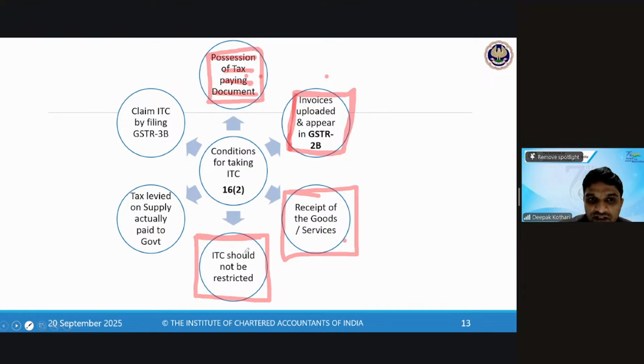Okay, that's the fourth condition. Moving to the fifth condition, tax levied on supply is actually paid to the government. Whatever is the tax levied, that should be paid to the government also. Just disclosing in the GSTR1 is not sufficient. They should actually pay the taxes. How do we pay the taxes? Through a return called GSTR3B. They should pay the taxes through GSTR3B.